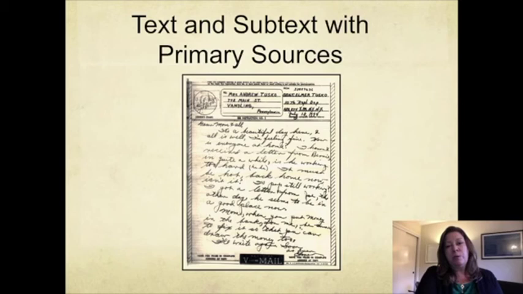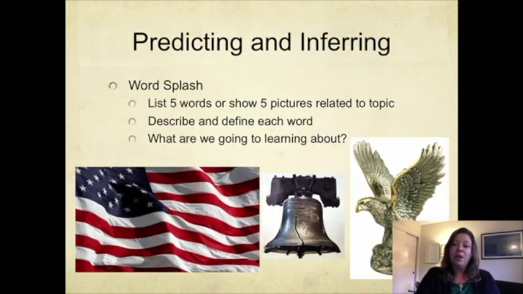Another example is with primary sources, things like original letters and photographs and images that you'll find in your texts. You can do this same process of looking at the text and then inferencing the subtext from it by using the primary sources. Another example is predicting and inferring.